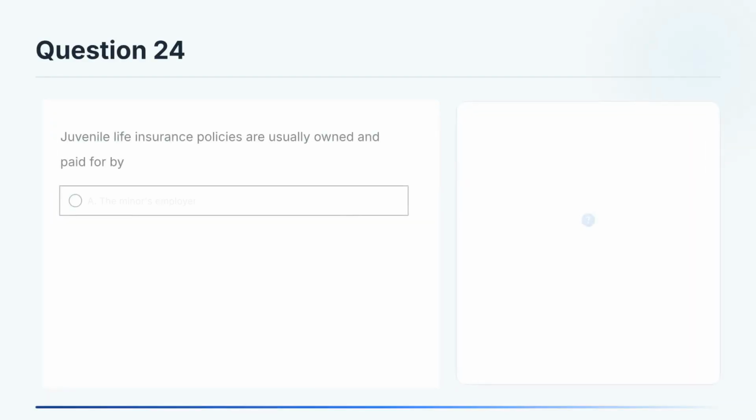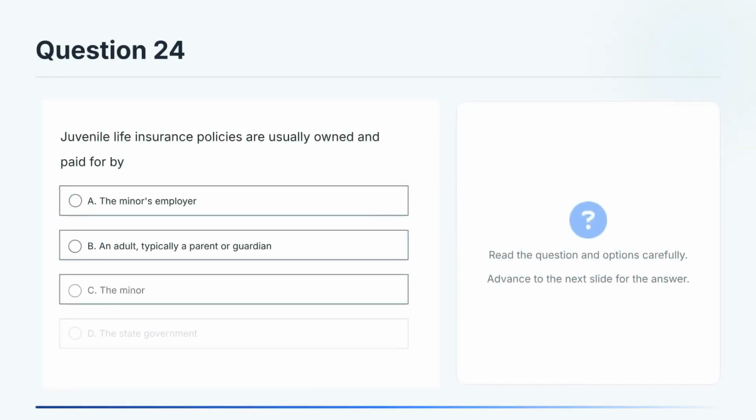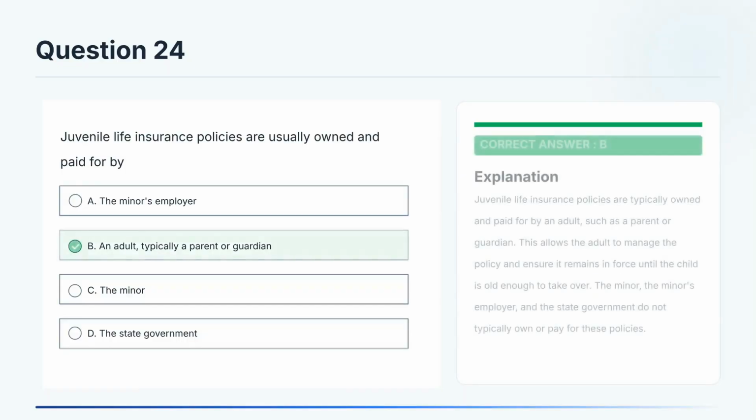Question 24. Juvenile life insurance policies are usually owned and paid for by A. The minor's employer. B. An adult, typically a parent or guardian. C. The minor. D. The state government. The correct choice is B. An adult, typically a parent or guardian.